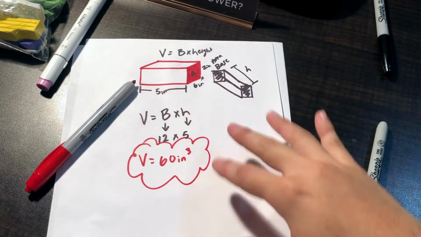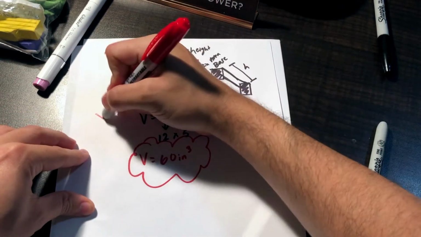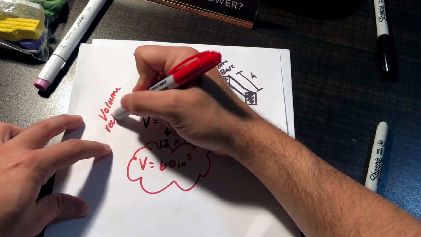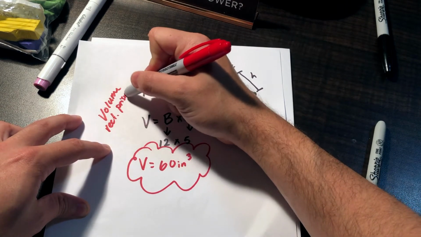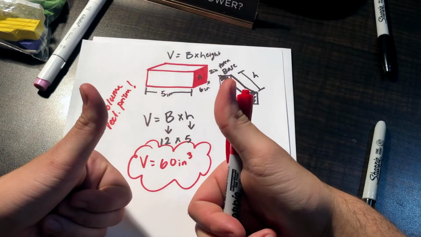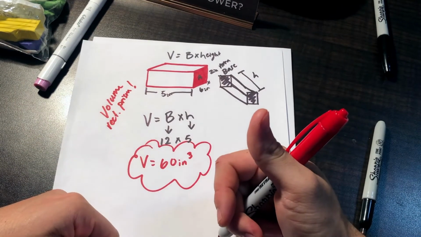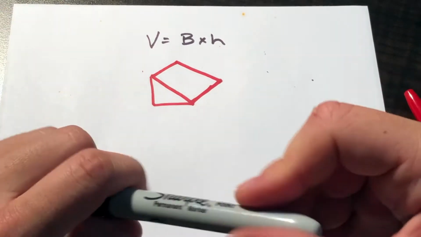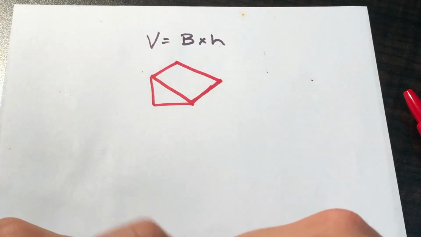So that is how you find the volume of a rectangular prism. Capiche? Go ahead and rewind it if you don't understand it. All right, next. Okay, next shape, everybody's favorite. What's this one called again? Anybody remember?